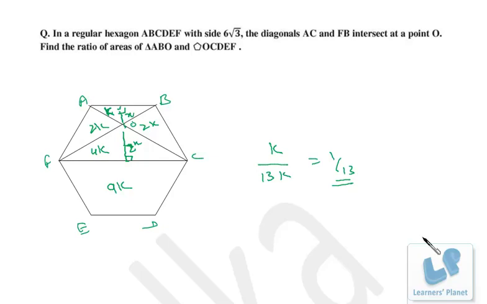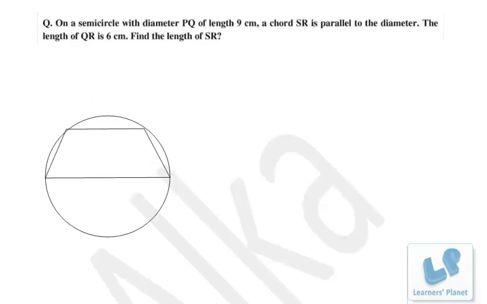Okay, now let's discuss this problem in detail. On a semicircle with diameter PQ of length 9 cm, a chord SR is parallel to the diameter. So this is PQRS. SR is parallel to this. That means PQRS is a trapezium, right? And the length of QR is 6.